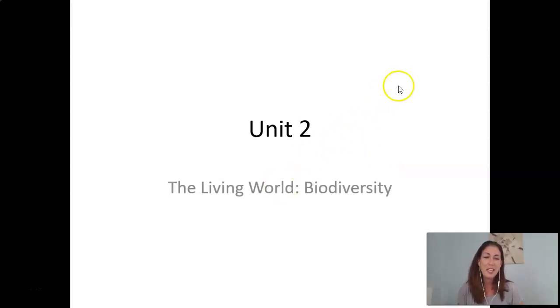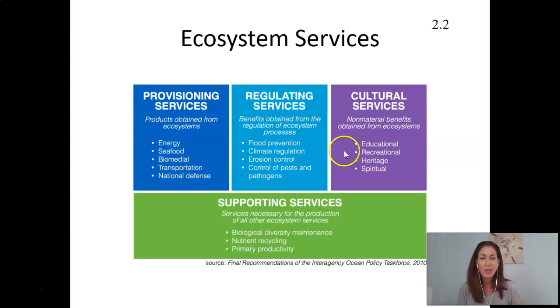Hi apes, today we're going to be taking a look at Unit 2, looking at biodiversity. Now, one of the key things about biodiversity, the reason why we want to protect our biodiversity, is because we get stuff from biodiversity, and what we call that is ecosystem services. So these are things that biodiversity provides for us. They can typically fit into four categories: provisioning, regulating, cultural, and supporting services.